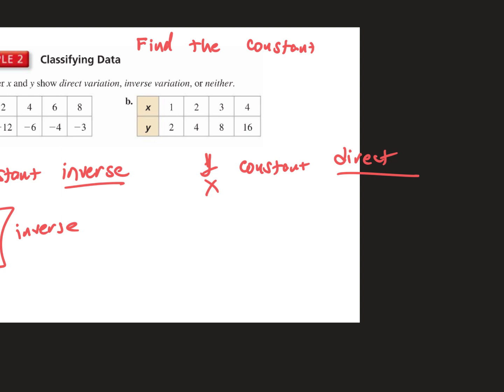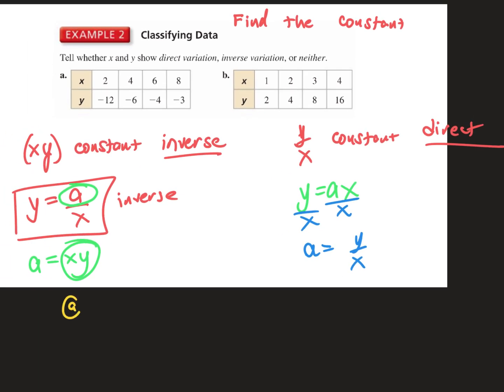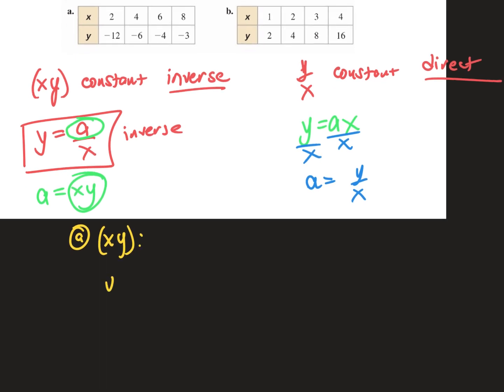Same thing over here. If I think it's direct, it's y equals a times x. Well, to find the constant, what would we do to both sides? You would divide by what? So in this case, your constant would be y over x. So given an equation, you solve for y and then see what it looks like. Given a table, you solve for a. That's the difference. So the way that you guys would show me this work for letter A, I'm going to first figure out if I multiply x and y, do I get the same thing? And I'm going to figure out if I divide x and y, do I get the same thing?